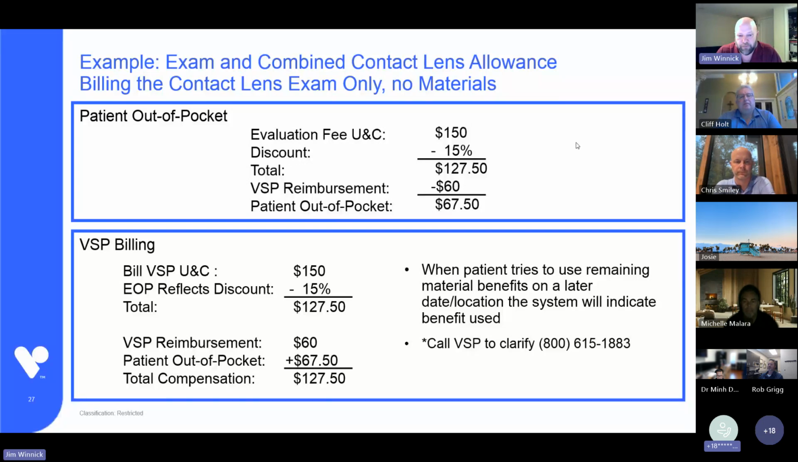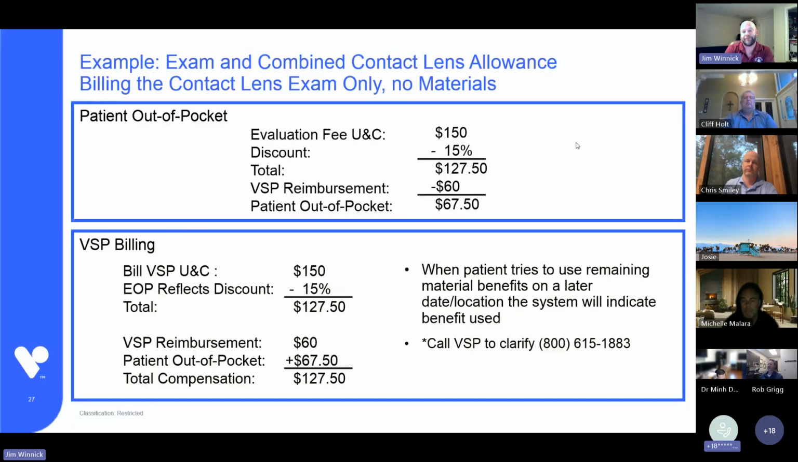Now you bill VSP as before, $150 down to $127.50, and we got our patient out-of-pocket cost combined with a reimbursement of $60 for the $127.50. The key with this is now the patient either goes somewhere else, or even if they come back to your office at a later date, VSP is going to say their benefit was used because you used it for their evaluation fee, which is perfectly fine. But the system now is going to say, oh, there's no more money left. There actually is, but it's going to require a call to VSP to clarify.